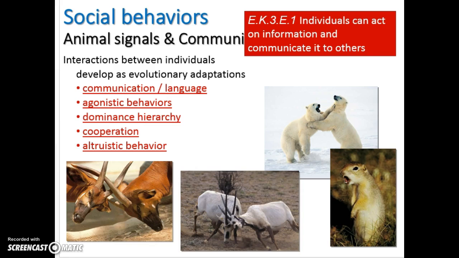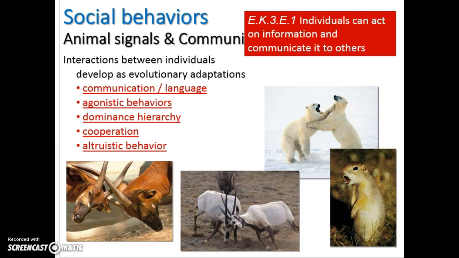And what they want you to understand is that individuals act on information and communicate it to others. So you need to be able to give some practical examples of how this actually occurs. So we're going to look at these different interactions. First, communication, then agonistic behaviors, the concept of dominance, hierarchy, cooperation, and altruistic behavior.